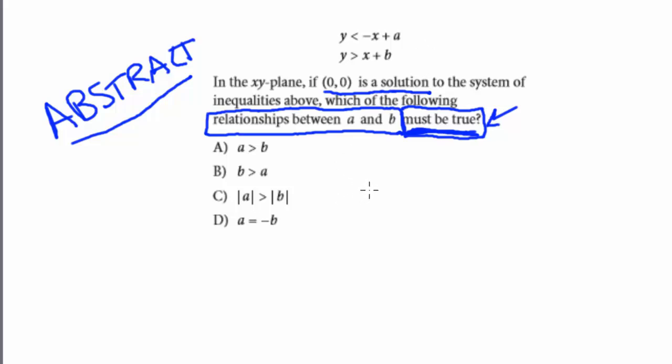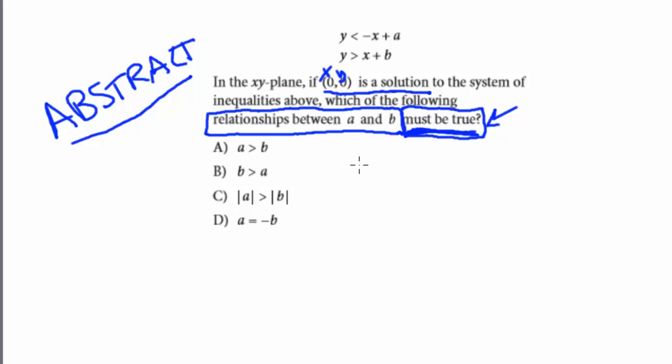Initially, just from reading all that, I have no idea what the answer is. I really do not. But we can start to use information that we're given. I identify that this is important: 0, 0 is a solution. Well, what does a solution mean? A solution means when you put that pair into an equation or an inequality, it is true. So let's put in x equals 0 and y equals 0. Let's plug those into these two inequalities and see what happens.